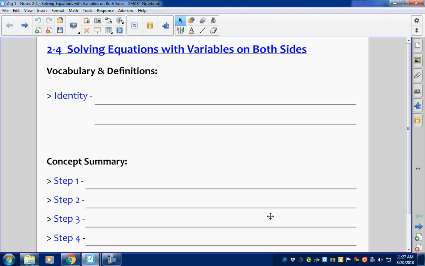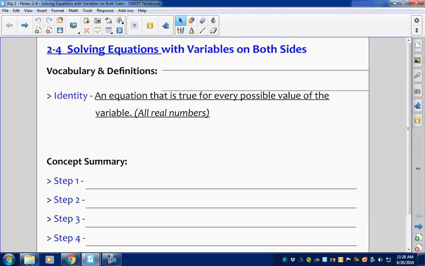So, we're in 2-4, where we'll have variables on both sides. When you have variables on both sides, it's possible that you end up with something called an identity. Here's what an identity is. It's an equation that is true for every possible value of the variable.